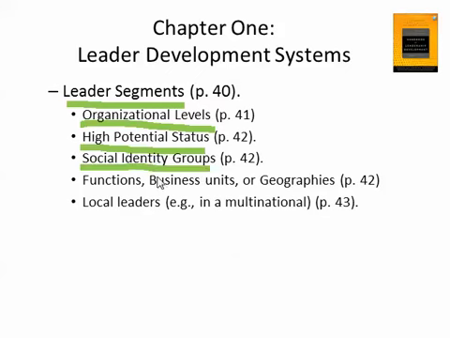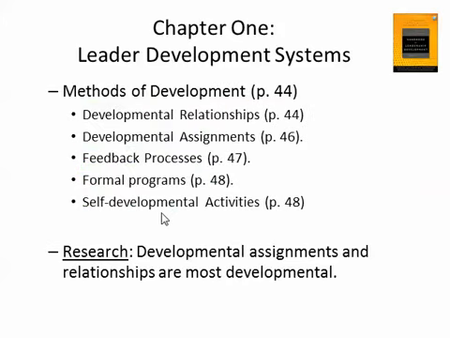Social identity groups we'll talk about in Chapter 5 at some length, so I'm not going to talk about that here. But how many leaders do we need in the marketing function or within the particular business unit or geography in, say, the European or Asian division, or local leaders in the Asian division in this particular country? Do we have local leaders on the ground, not just from corporate here, but on the ground who are leaders that people can look to?